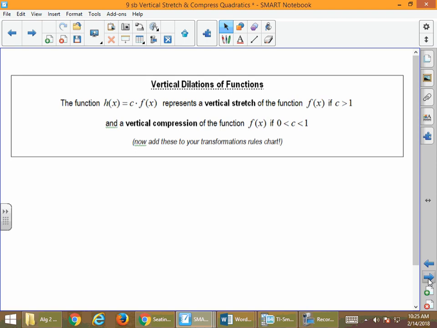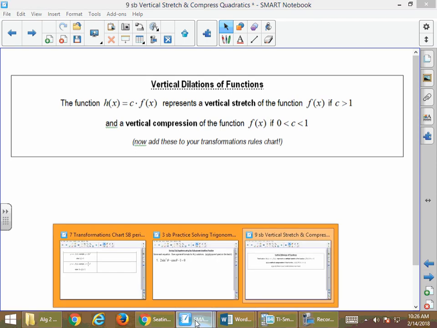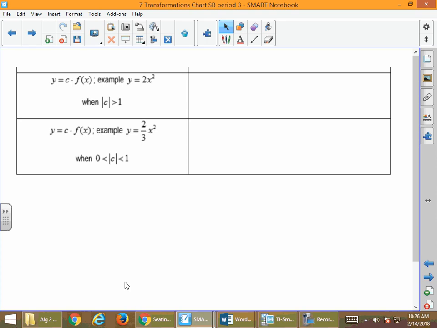And I didn't have you fill in any blanks on here, but let's go to our folders and continue filling in our chart that we've been working on. This is the last on that front page. And it's written almost the same here. It says y equals c times f of x. It says when the absolute value of c is greater than 1, vertical stretch.